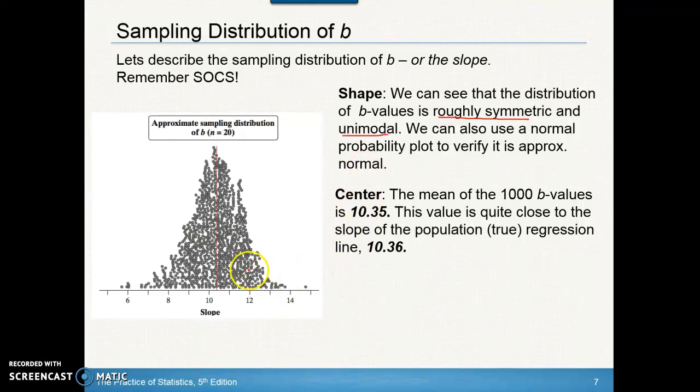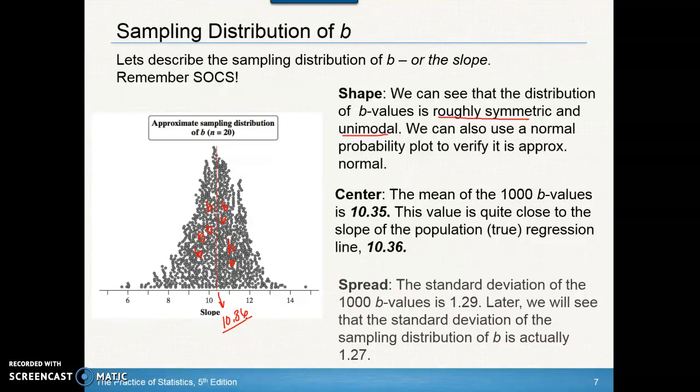So the center, the average of all of these 1,000 B values, what should it be the same as? It should be the same as the population slope of 10.36. If the population is 10.36 and I average all of my samples, then the average of all your sample slopes should also be 10.36 or close to that. Now let's take a look at the spread. The standard deviation of the values is 1.29. Now later we'll see that the standard deviation of the sampling distribution is 1.27. But just so you kind of see what that looks like, that would be given to you, you would not need to calculate that right now.